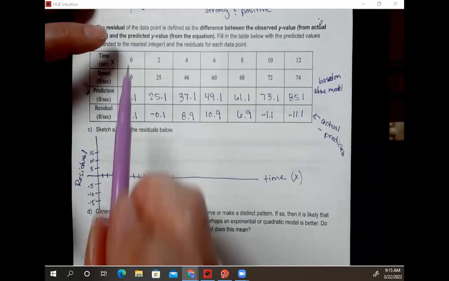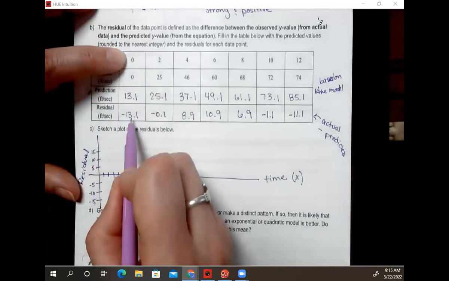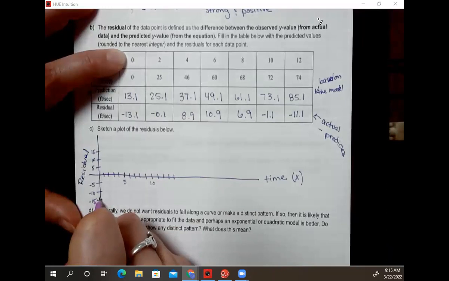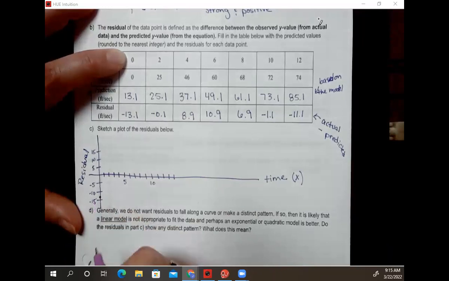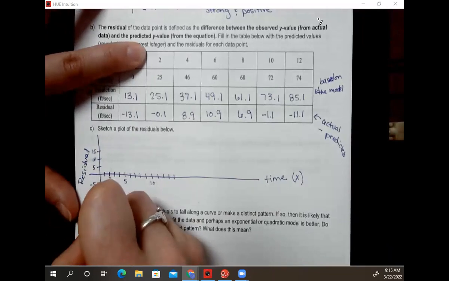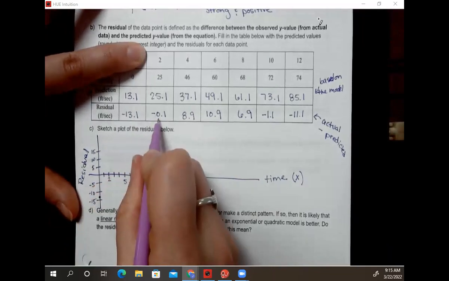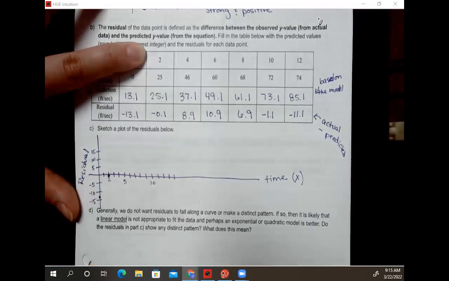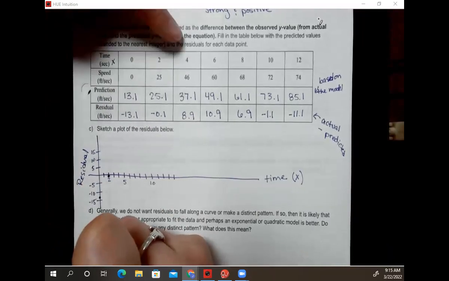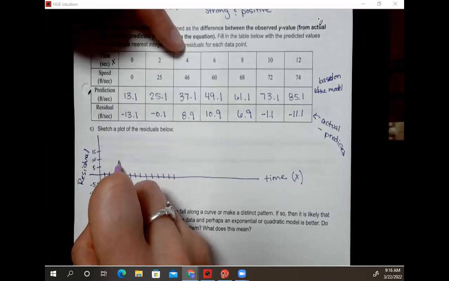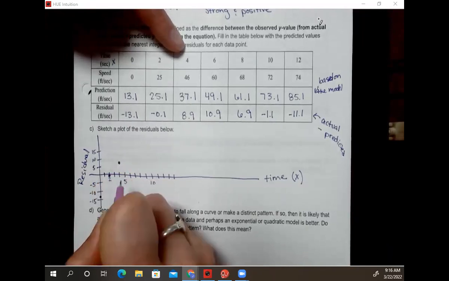Okay, so when my time is 0, my residual is negative 13.1. So that would be here-ish. When my time is 2, my residual is negative 0.1. So I'm just barely under that line. When my time is 4, my residual is positive 8.9. So I'm just under the 10.